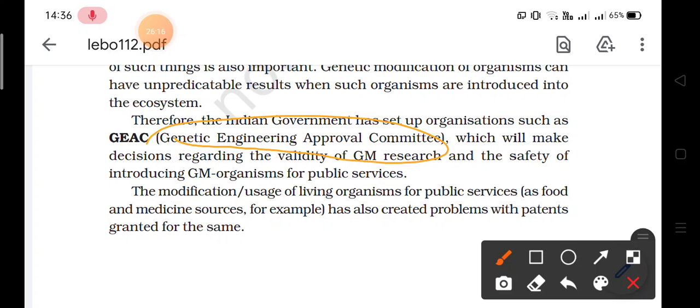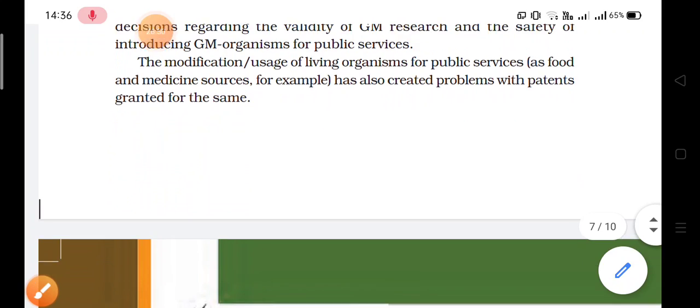Then modification of living organisms for public services has also created problems with patents granted for the same. Now what is a patent? We have talked that certain productions have their marks which can be produced by those countries or companies only. So they have taken the patent for that from the government. But when these genetically modified organisms are made, they have created some problems with the patent also. So what is necessary is that there should be a control. Let me give one example.